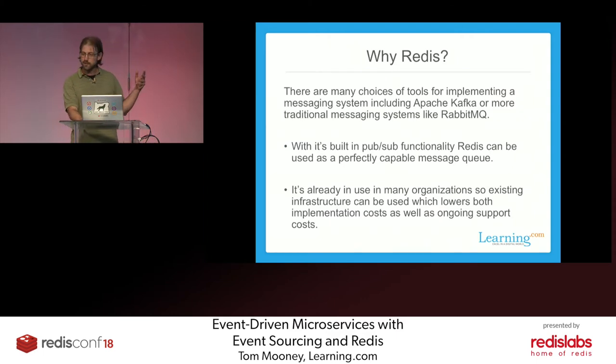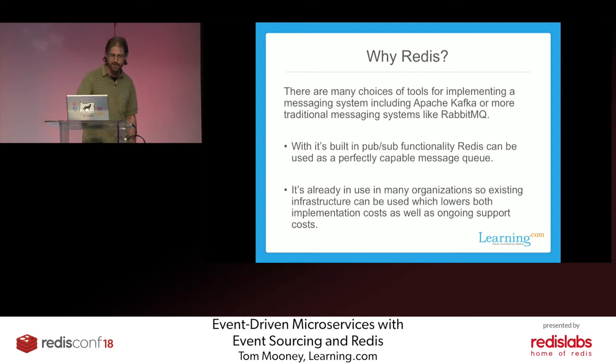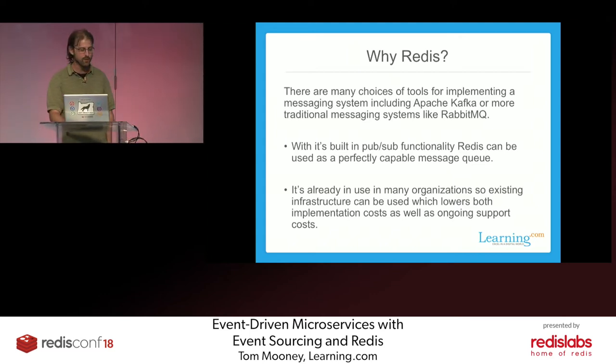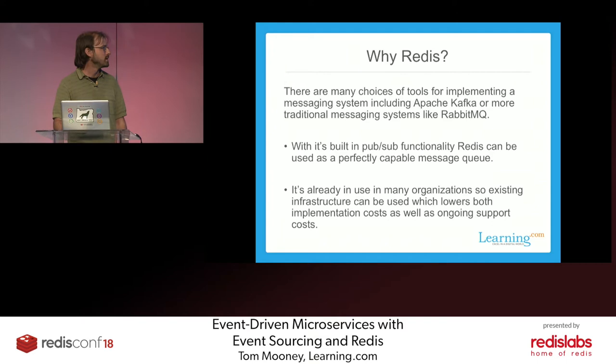So you want to do microservices, you want to make event-driven services. There's a lot of different ways that you can do that. One of the main things you need to do is have some sort of messaging system, and there's a lot of tools out there. The one that all the cool kids are using is Kafka. There's stuff like RabbitMQ that's been out there for a long time. But Redis can actually be a perfectly capable message queue.